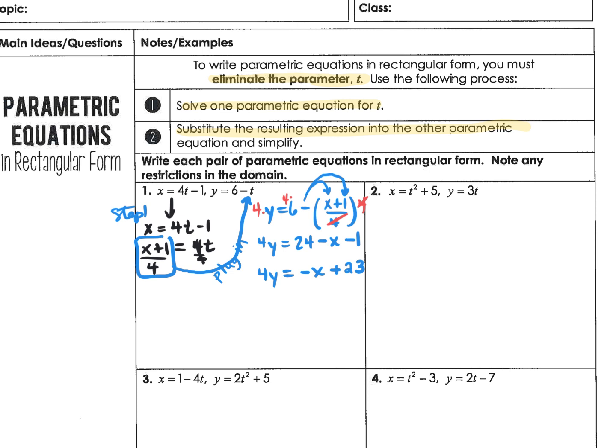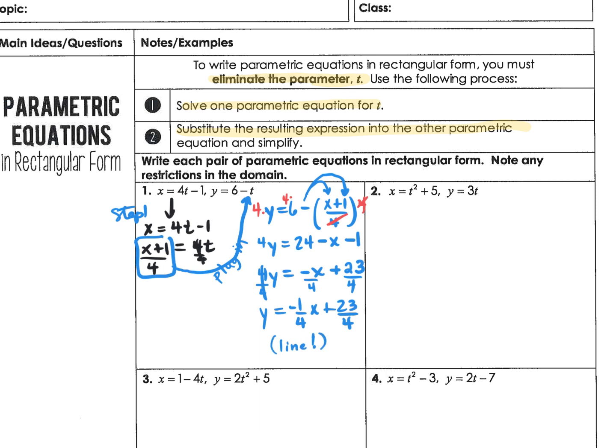So now all we have to do is divide everything through by what? 4. So we divide through by 4, divide by 4, and divide by 4. And we get y equals negative 1/4 x plus 23 over 4. Now, the cool thing is that we know what this is, don't we? This is the equation of a what? This is a line, isn't it? So this is a line.